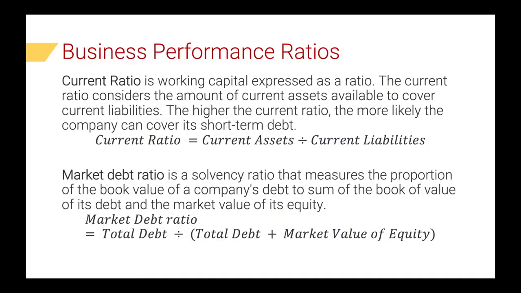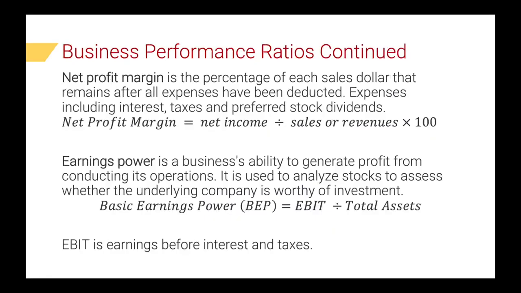Market debt ratio is a solvency ratio that measures the proportion of a book value of a company's debt to the sum of the book value of its debt and the market value of its equity. Net profit margin is a percentage of each sales dollar that remains after all expenses have been deducted, including interest, taxes, and preferred stock dividends. Therefore, our formula for this is net profit margin equals net income divided by sales or revenues times 100.